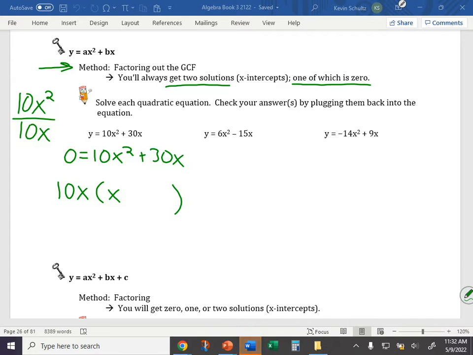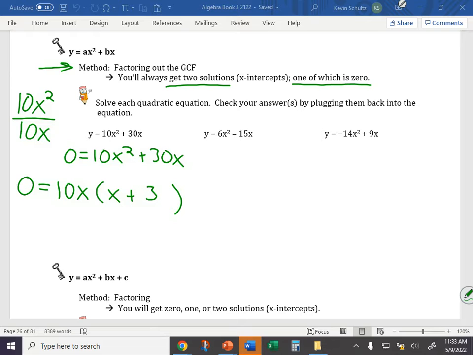And then if we factor out a 10x from 30x, or mathematically, 30x divided by 10x, what are we left with? 3. Okay? Now remember, this expression now equals what? In order for this to be an x-intercept, what does this expression equal? 0. So what we're looking for now is the value or values for x that make the expression equal 0.